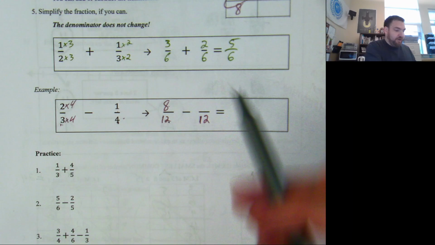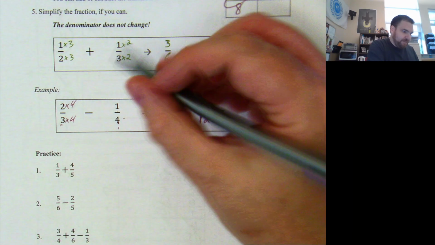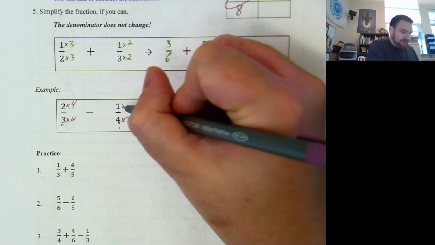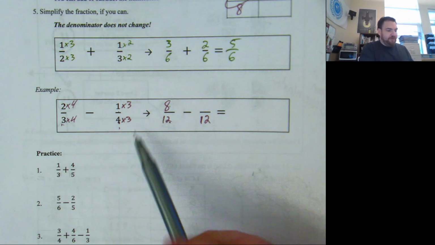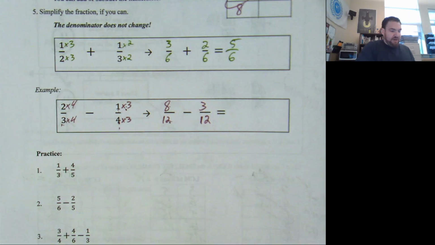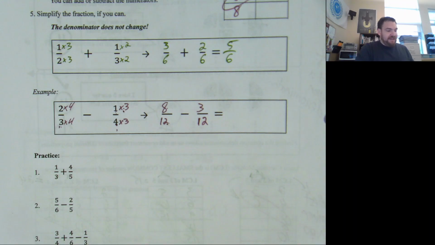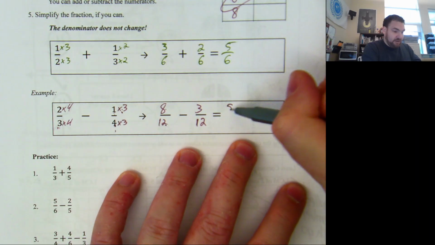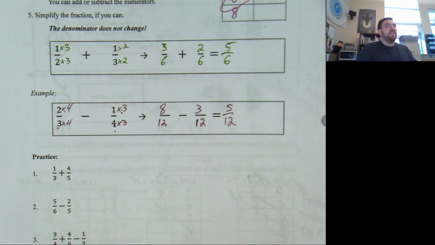And then 1 over 4, to turn a 4 into a 12, I have to multiply it by 3. Whatever I do to the denominator, I have to do to the numerator. 1 times 3 is 3. So now I'm subtracting. I've got 8/12 minus 3/12. How many 12ths do I have? You subtract across the top and leave the denominators alone. 8 minus 3 is 5. 5 what? 5/12. And that's it.